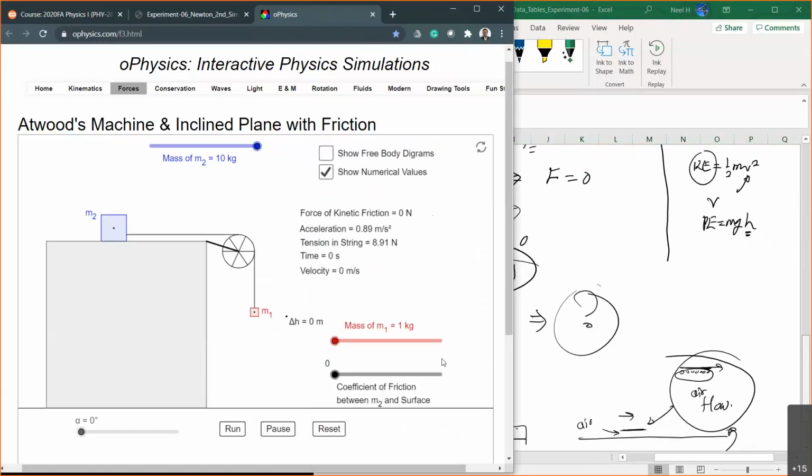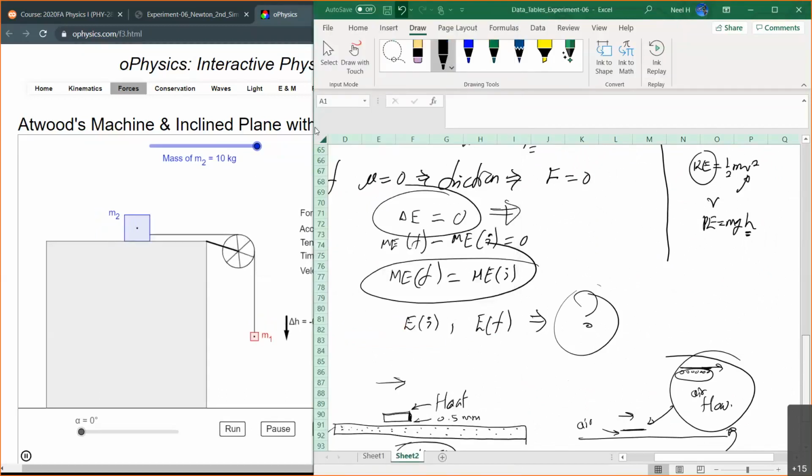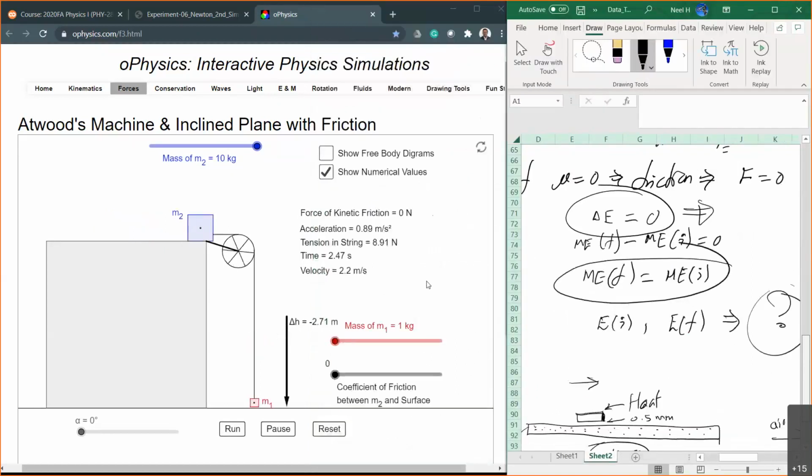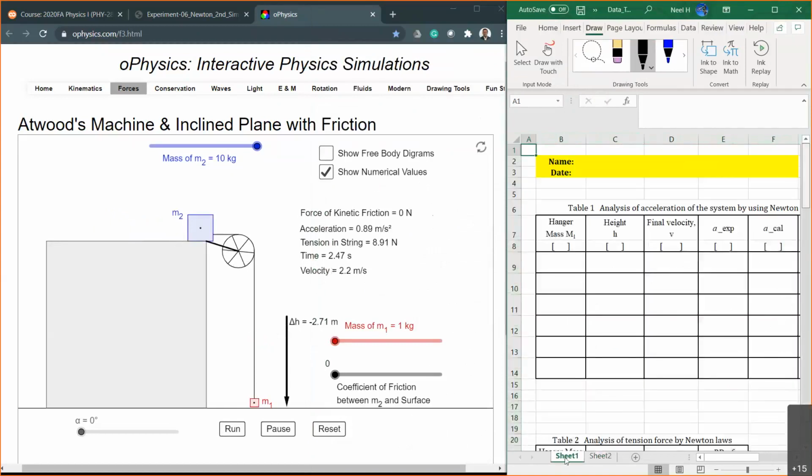So all we need to do now is let this run and then extract these values. Just click on the run button at the bottom, then it will run, and after it continues, it will show you the information about the acceleration, the velocity, and the time. Those are the information we need, right?